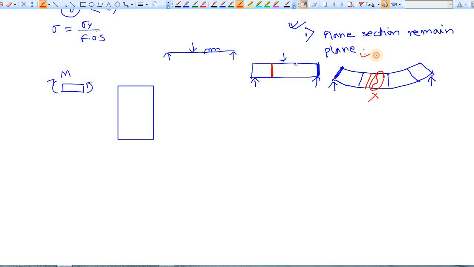So this assumption is also valid for the working stress method. And you know from the theory of bending, the strain is expressed by epsilon, that is y by r, where r is the radius of curvature and y is the distance from the neutral axis. So if we draw this strain profile, it will look like this.